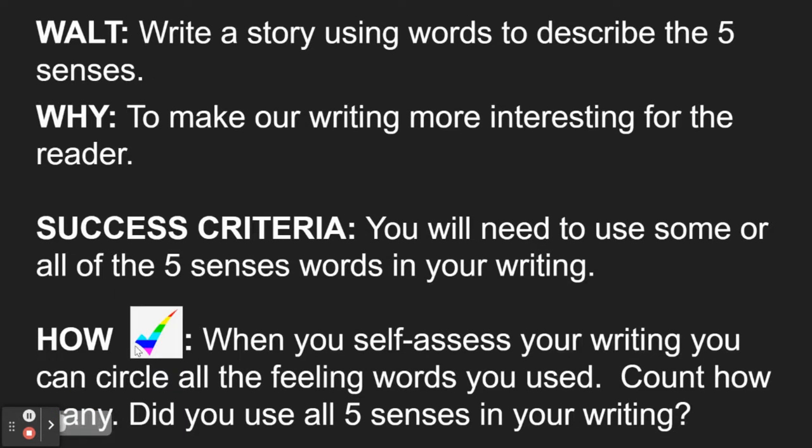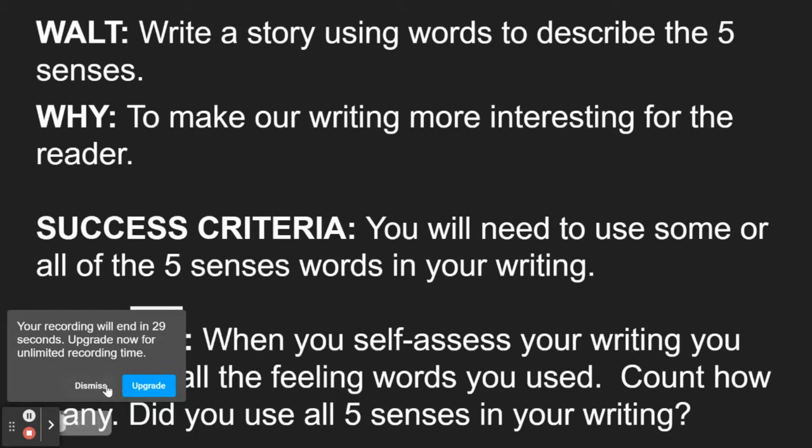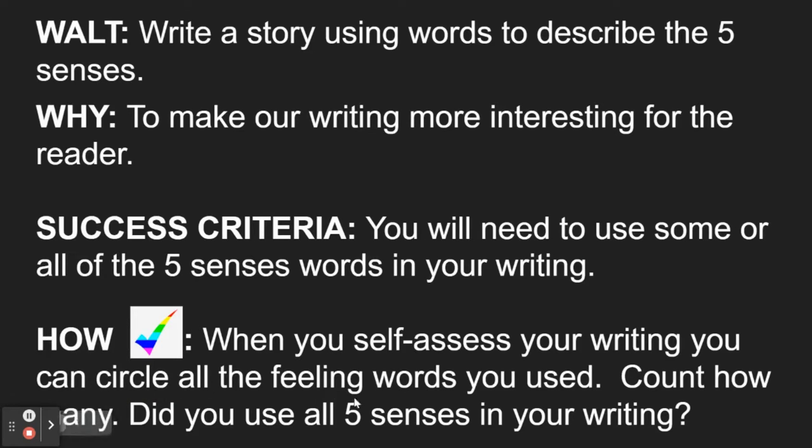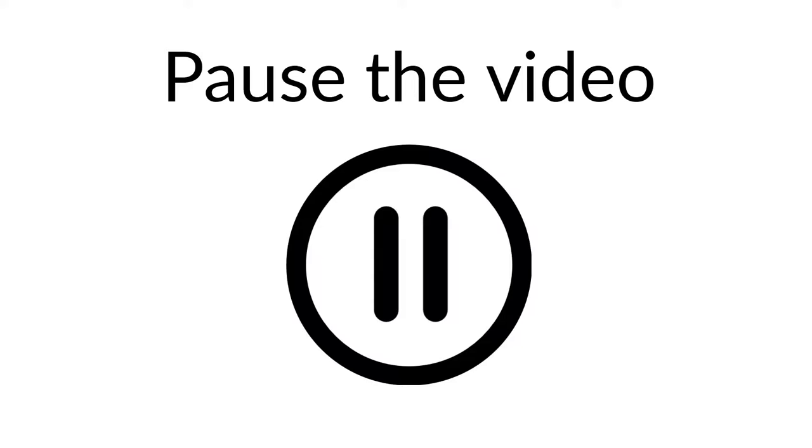To know that you've been successful in your writing, when you self-assess your writing, you can use a different colour, vivid or highlighter or pencil to circle all the feeling words that you used. Count how many, and did you use all the 5 senses in your writing? I'm going to come back with the next writing video where I will have written a sentence for you to help me self-assess.